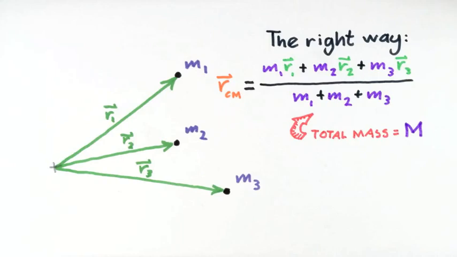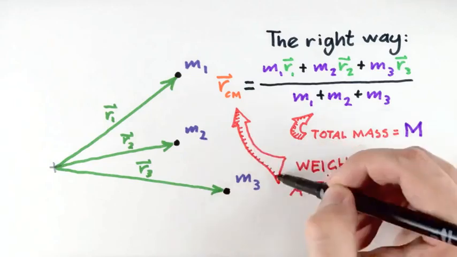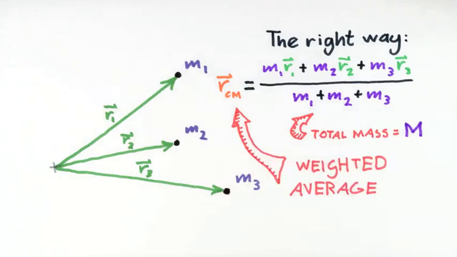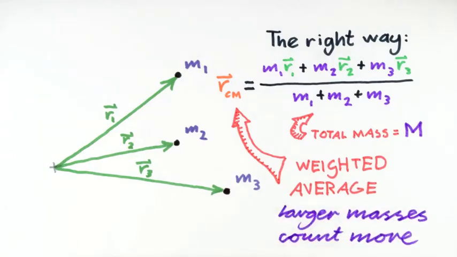A few things to note here. First, this is an example of an average we call a weighted average. Note here the word weight doesn't mean gravitational force. The word weight here means that some of the quantities in the average count more than others. Here we give more value to the positions of big masses when we are finding the average.